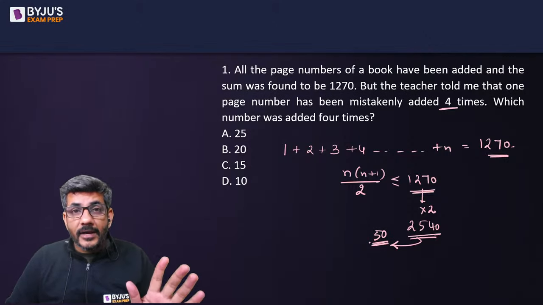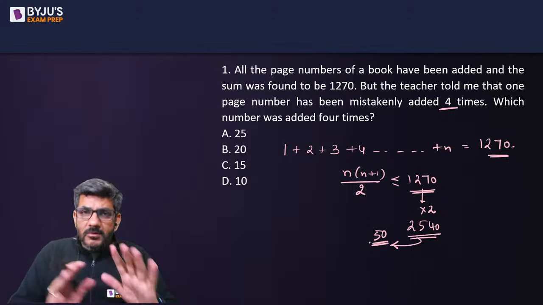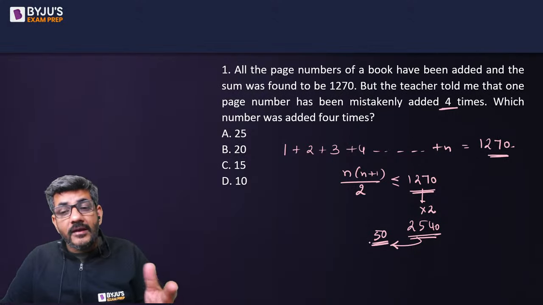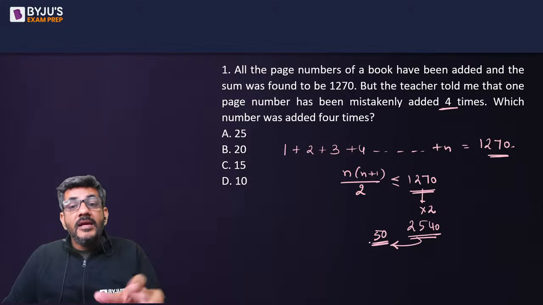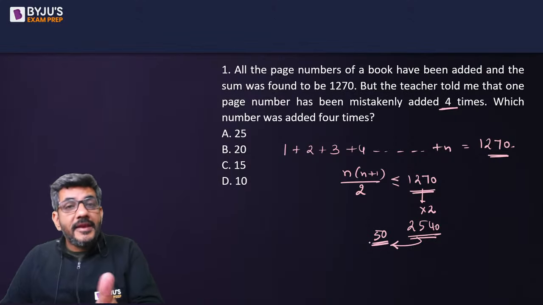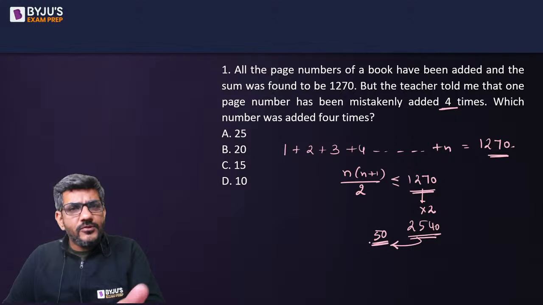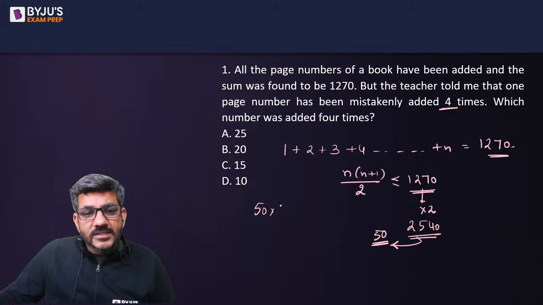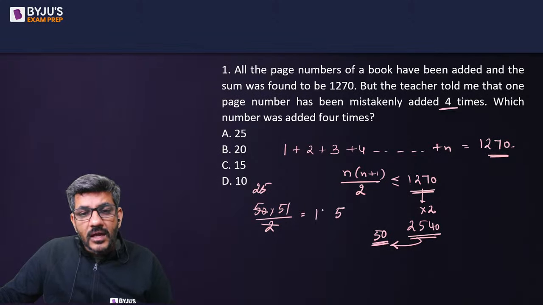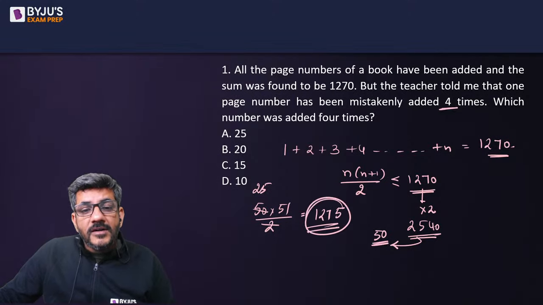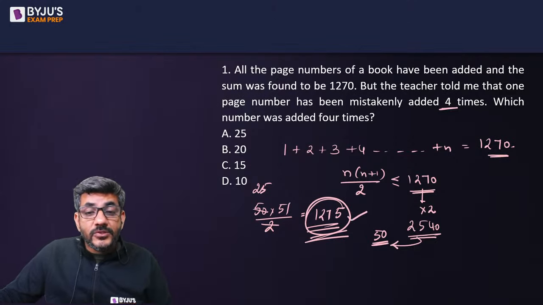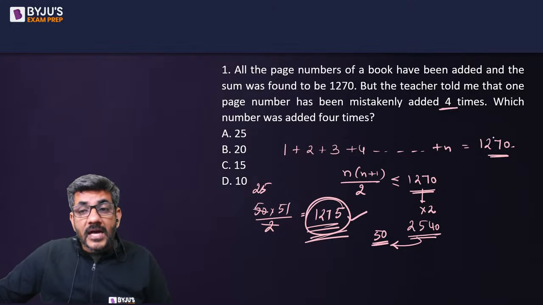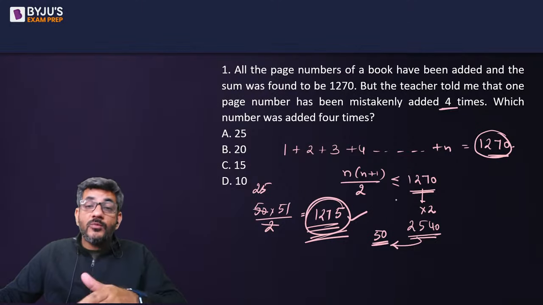I hope you are getting my point. Whenever the question tells you that the sum of n natural numbers is this, what is the value of n? This is an easy way of doing that. If it is not the exact value, you can reach approximately close to it. Otherwise, you will get the exact value as well. So if you take the sum of first 50 natural numbers, just try that. The sum of first 50 natural numbers would be 25 into 51, that is 1275. But I was looking for a sum which is less than 1270.